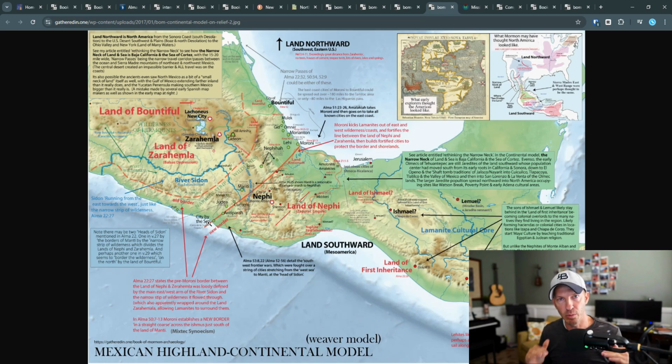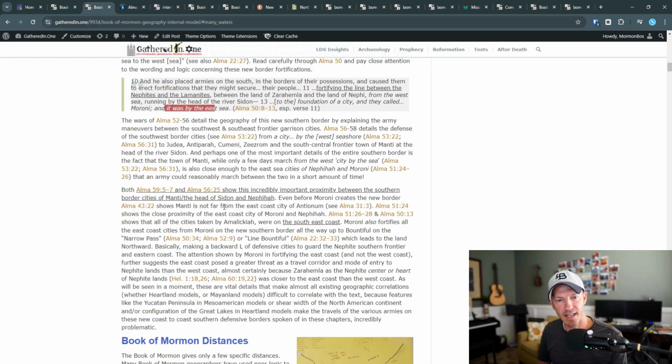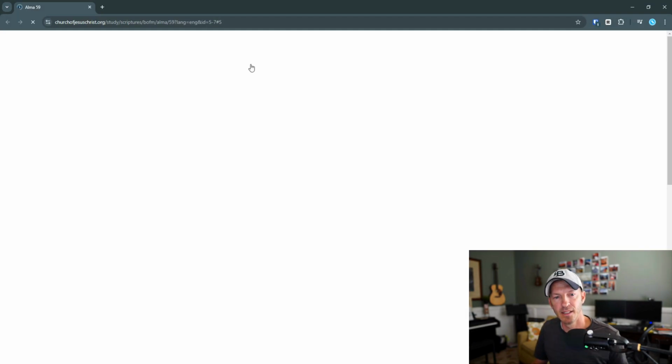So this new border is super important, right? Because it does go from the East Sea to the West Sea, and we have every single kind of city across the way named in these war chapters. And one of the most important that we have to go through is Manti, because there are 3 scriptures that put Manti in proximity to Nephihah, right? And I'll go over this really quick, just right down from here. Alma 59:5-7 and Alma 56 show this incredibly important proximity between the southern border cities of Manti and the head of Sidon and Nephihah. I mean, just look at it right here.